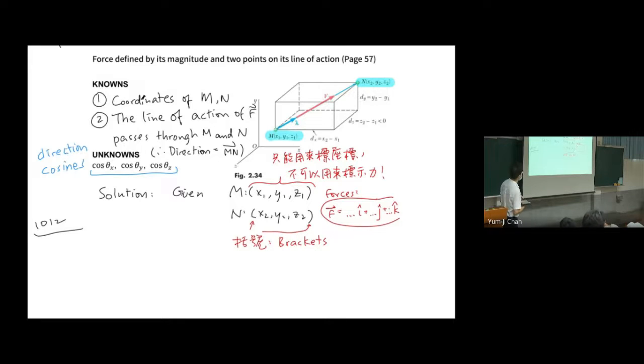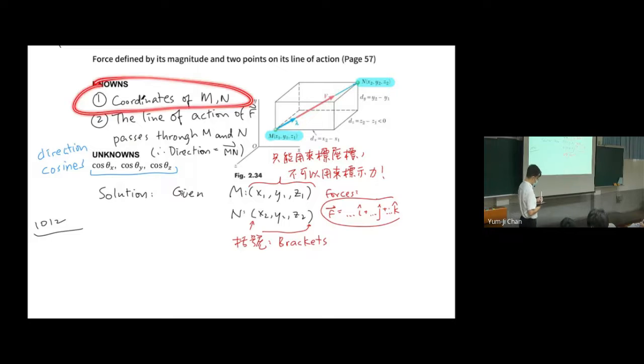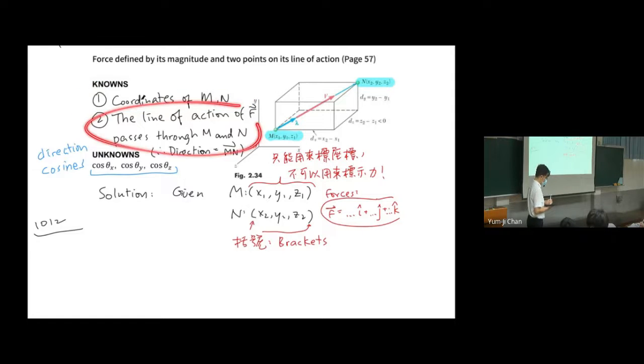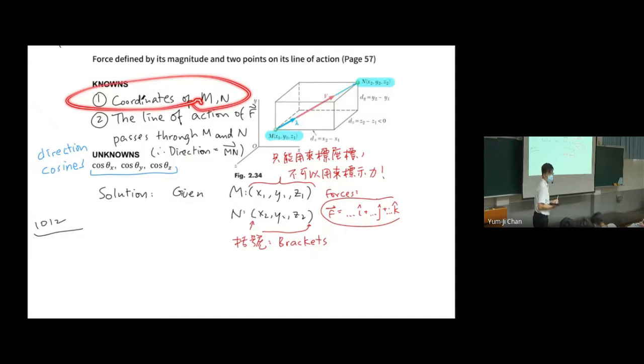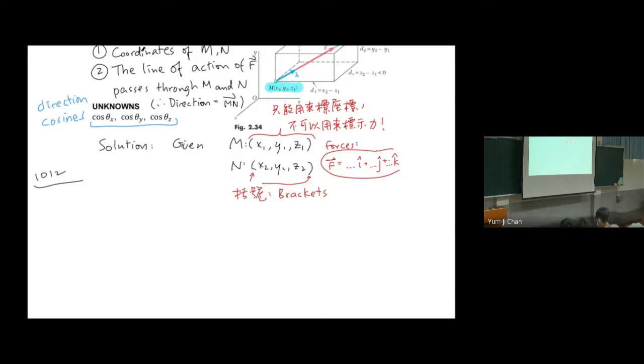But in reality, we usually do not know these direction cosines. We only know the force goes from M to N, and we know the coordinates of M and N, but we do not know the direction cosines of the force. Is that okay? So how should we move on from here?